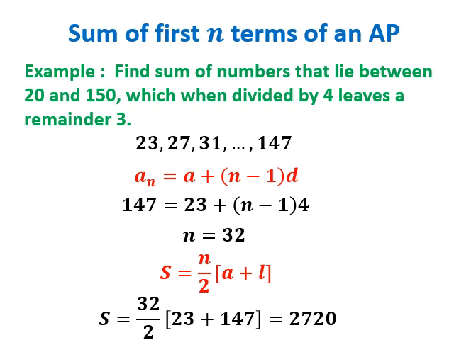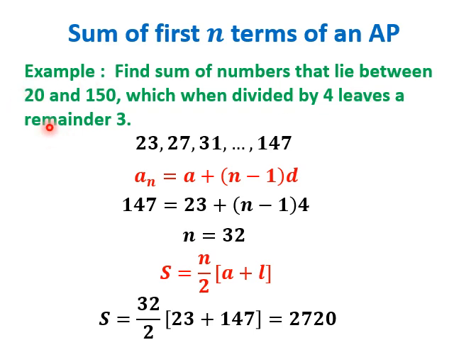Let us take an example for computing the sum of first n terms of an AP. We want to find the sum of numbers that lie between 20 and 150 which, when divided by 4, leave a remainder 3. So we need to first find the different terms of the AP. Let us start with the number 21, the smallest after 20. When we divide it by 4, it leaves a remainder 1.